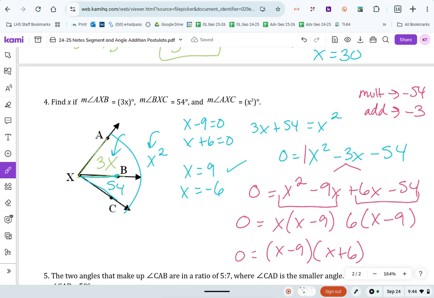If we plug in negative 6 to x squared, we get positive 36. That checks out. If we plug in negative 6 to 3x, ooh, that's negative 18. So that does not check out. So x equals negative 6 is not a good solution. So our only good x value is x equals 9.